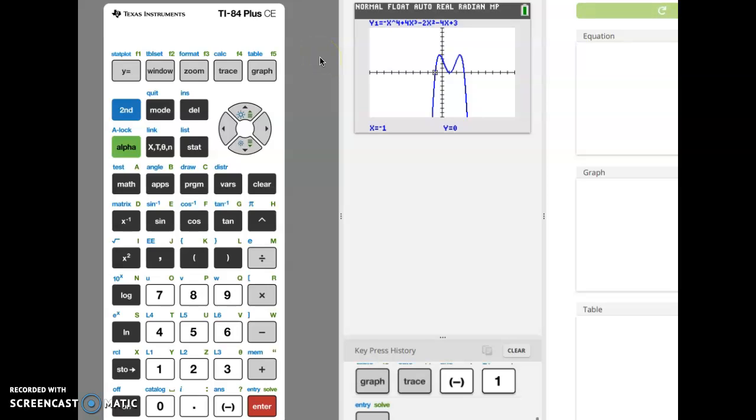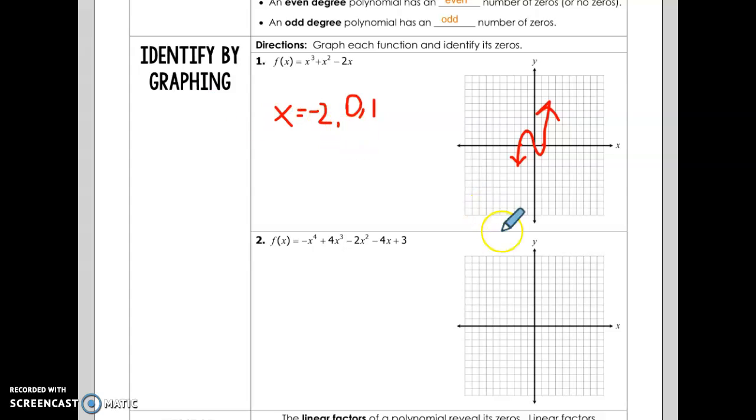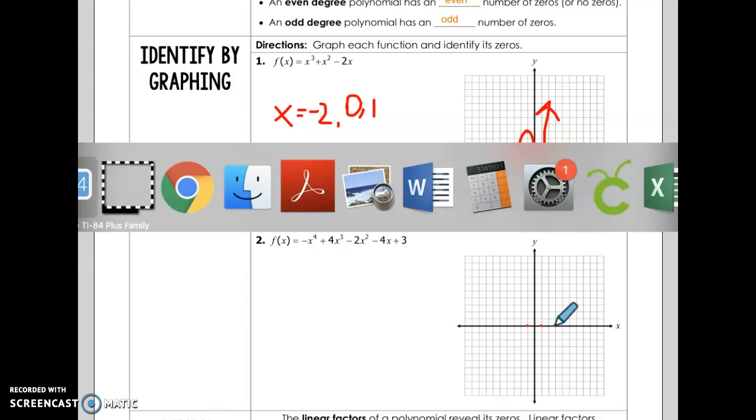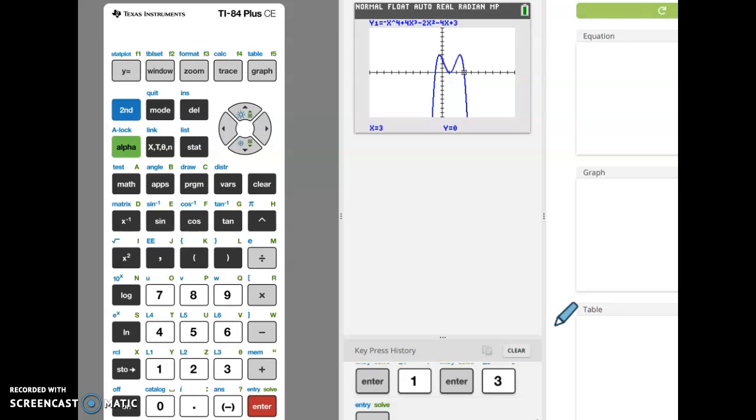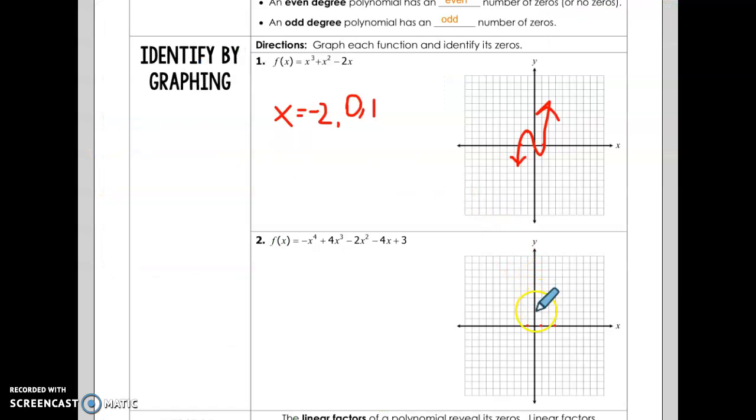Okay, so we've got -1 as a 0. It looks like 1 is also a 0. Yep, and then it also looks like 3. Okay, so we're going to go mark those, -1, 1, and 3. And then you can trace and get some other values as well. I could trace at 2. 2, 3 is a point. I'm going to look at 0. 0, 3 is a point. Okay, that looks cool. 0, 3, 2, 3.